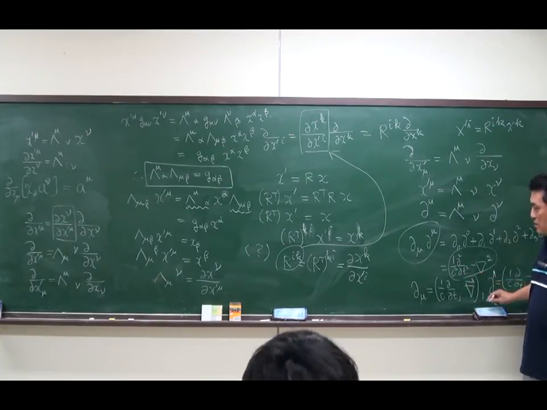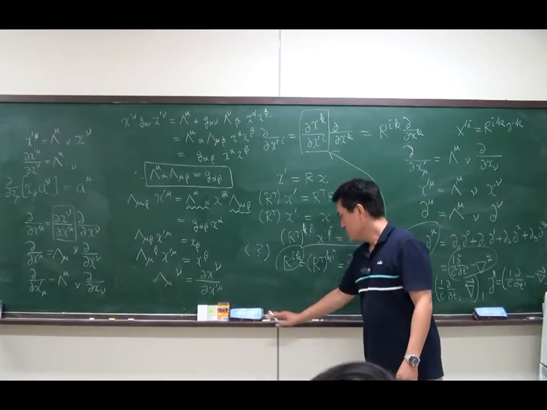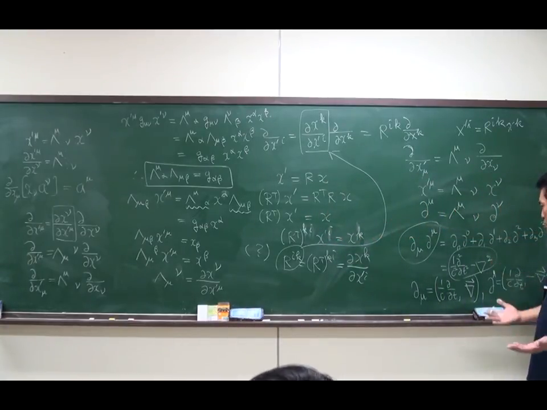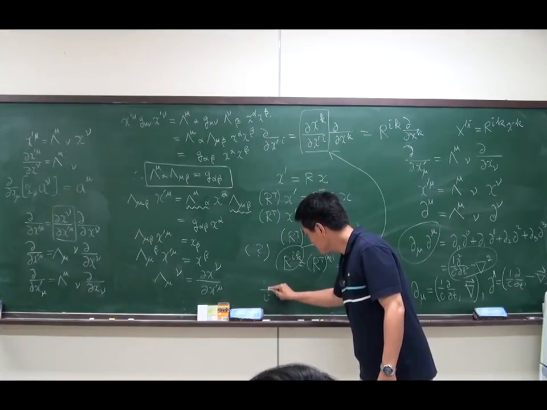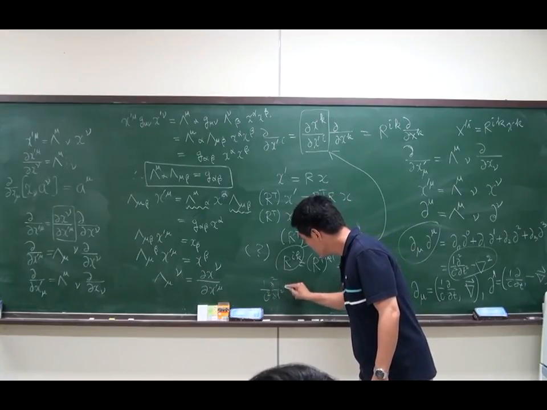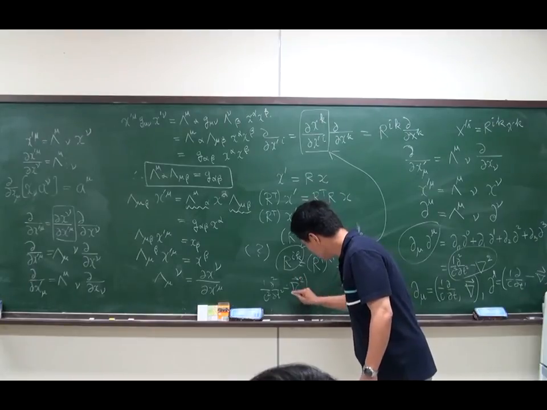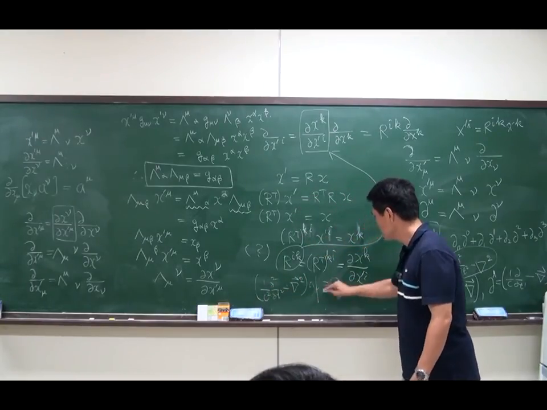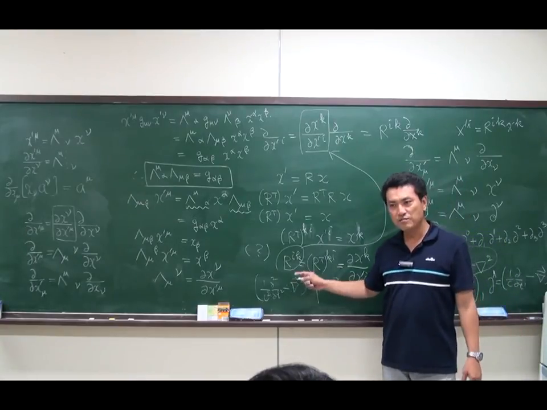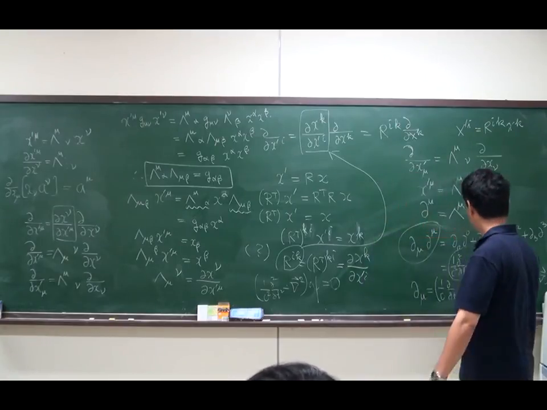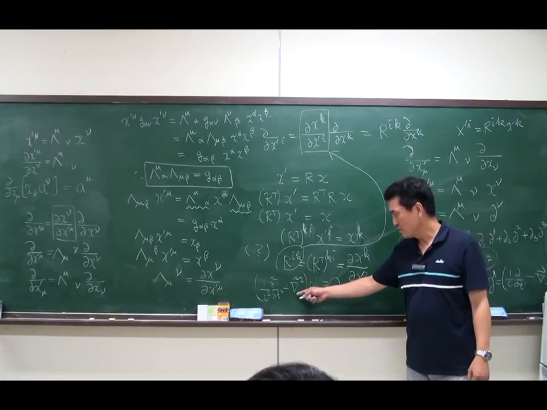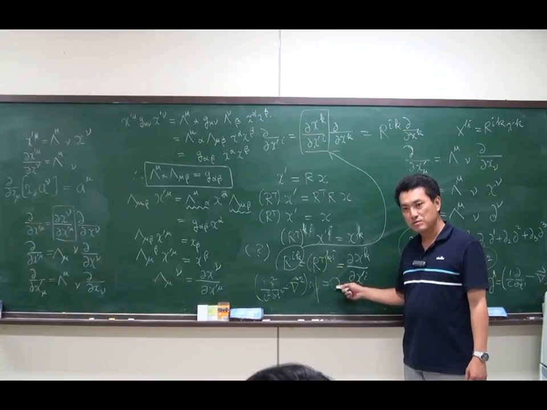Finally, we remember that the components of the electric field and magnetic field satisfy what equation? Wave equation. And this wave equation was not invariant under the Galilean transformation. However, we have found that this expression is invariant under the Lorentz transformation. That's it for today.